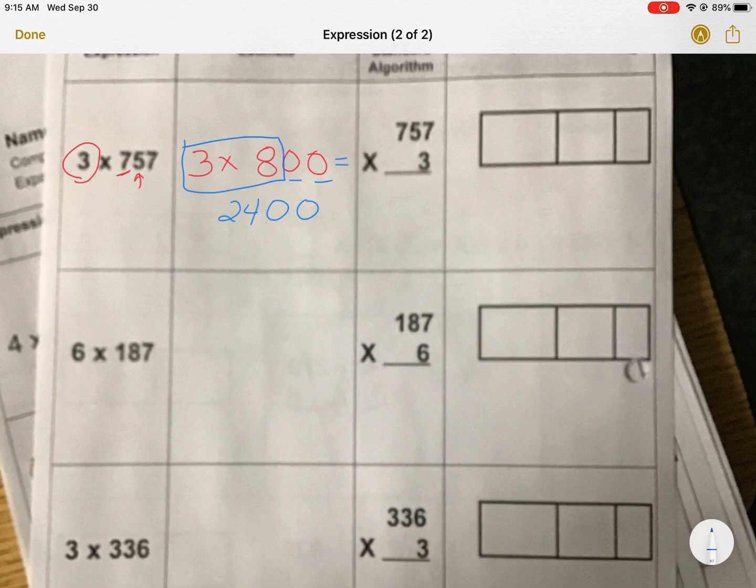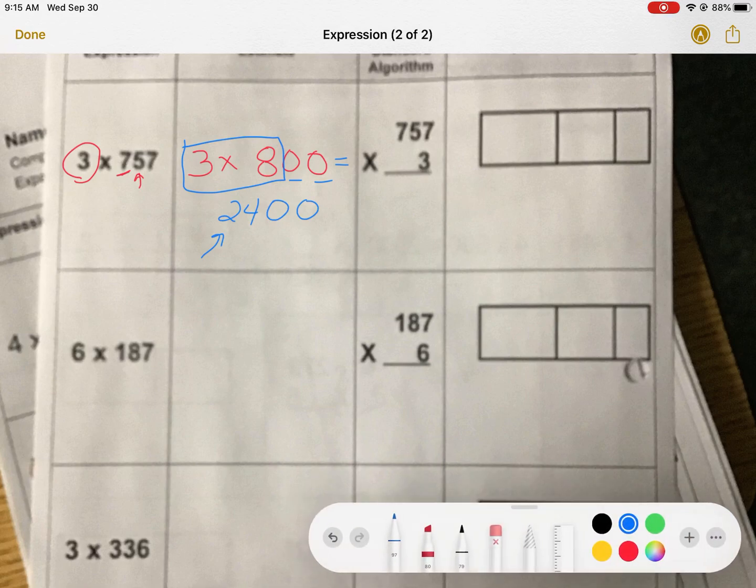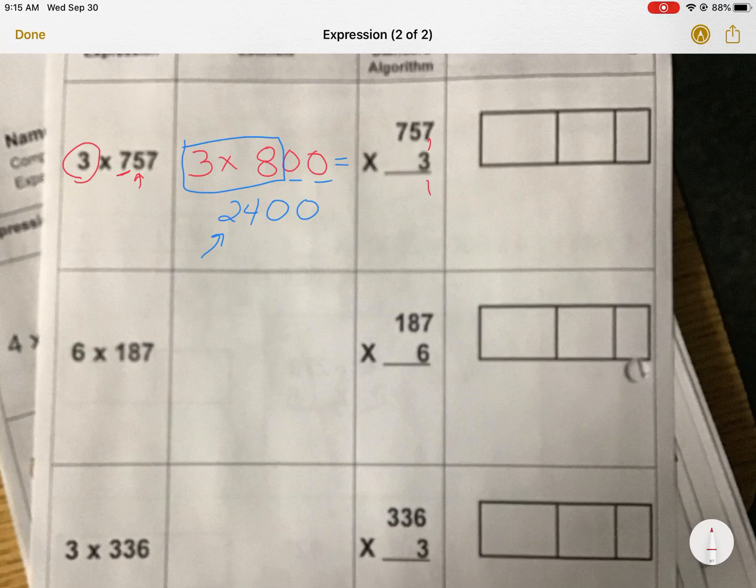Now this is our estimate, so this is about what we should get when we finish multiplying using the next method. So now we're in the standard algorithm. We're going to move straight up, starting in the back. 3 times 7 is 21. 5 times 3 is 15. Add the 2, so that's 17.